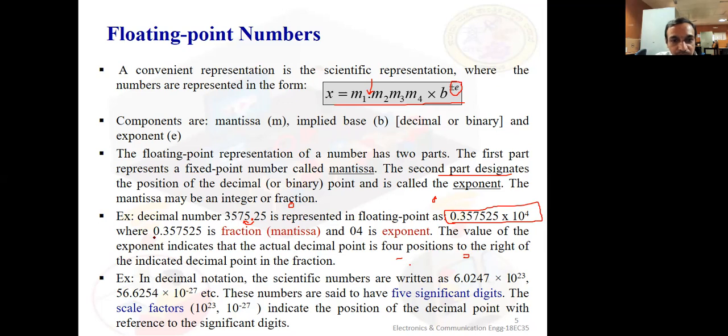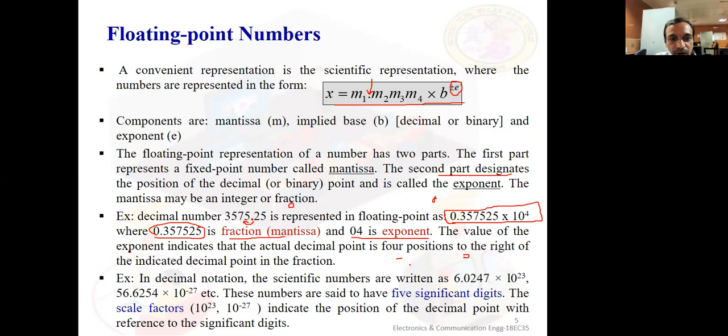So what is this 0.357525 now? It becomes the fraction or the mantissa, and this 4 is the exponent. So two important components in a floating point representation are the fraction or mantissa part and the exponent part. And of course, the base, either 10 or binary. Here I've shown decimal. We will show the binary representation also.